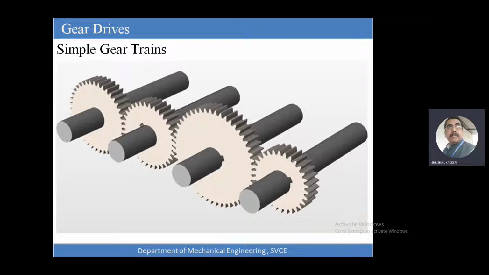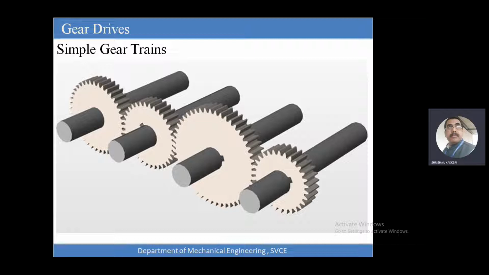on each shaft. There will be an input shaft with the input gear. This will be called the driver gear, and that will be called the driven gear. Please don't try to think too much about which is the driver and which is the driven. If you assume this is the driver, then that will be driven. That's all. And in between them, these two will be intermediate gears or idler gears.